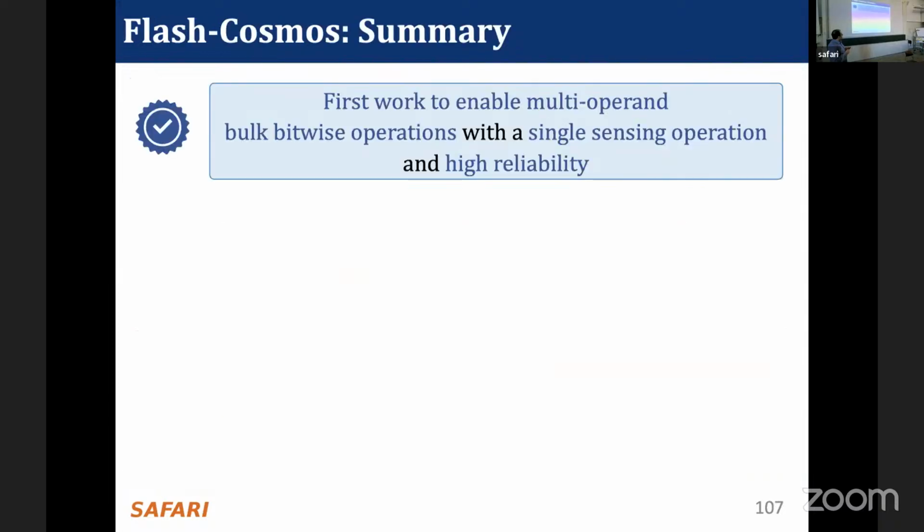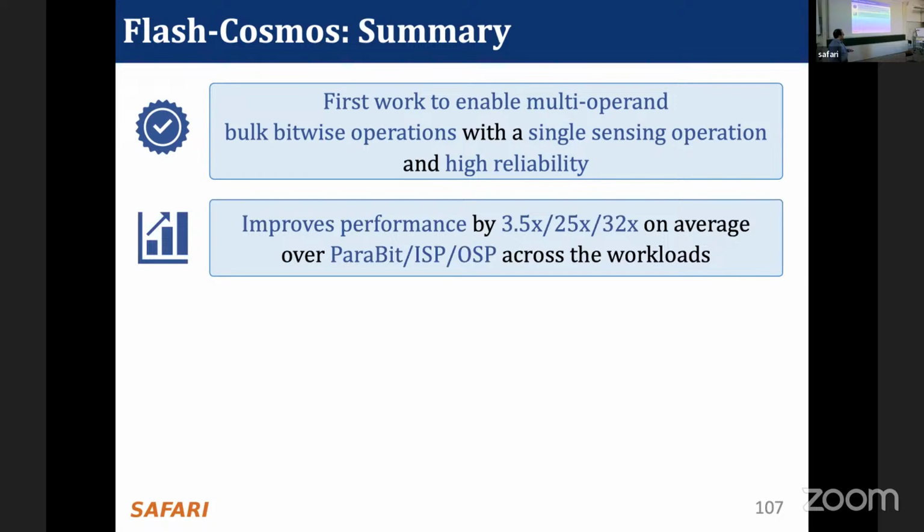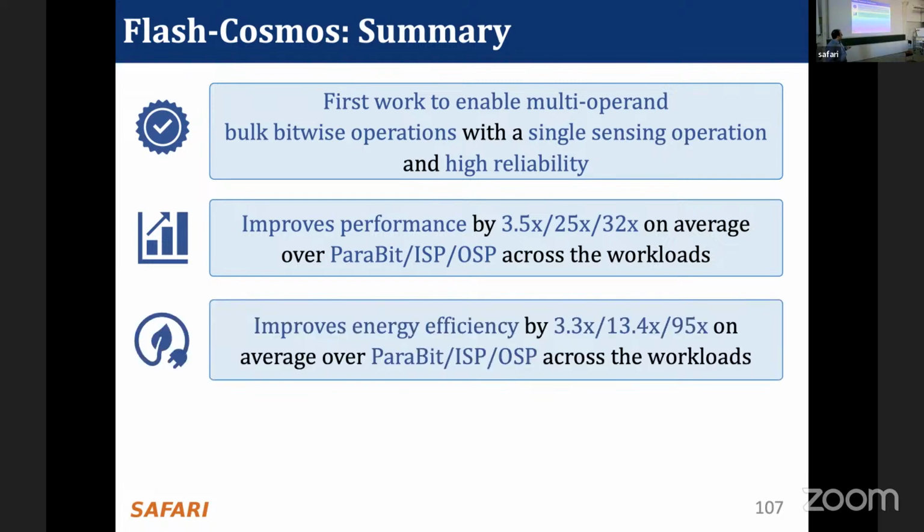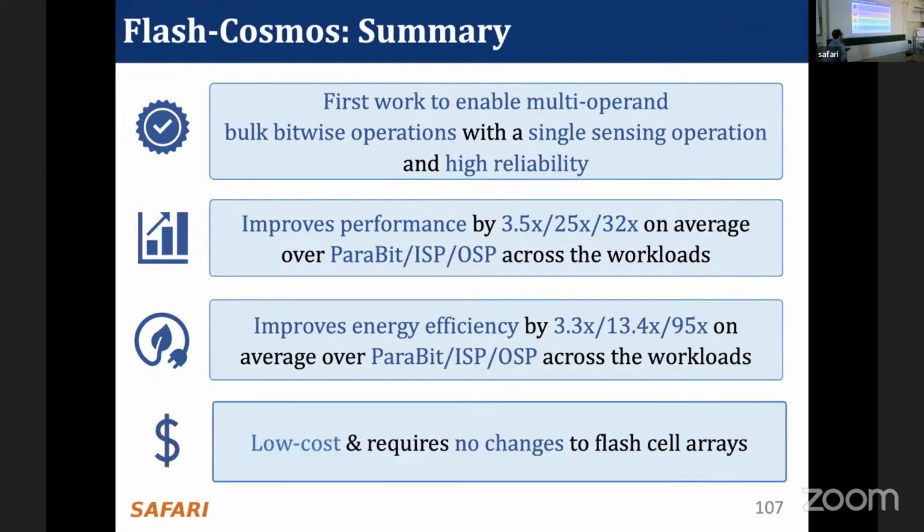Let's quickly summarize. This is the first work that enables multi-operand bulk bitwise operations with a single sensing and also high reliability inside the flash memory. It significantly improves performance on average over ParaBit, ISP, and OSP. Compared to outside the storage, we improve by 32 times, compared to ISP by 25 times, and compared to the state-of-the-art by 3.5 times. We also observe very good improvements in energy efficiency.